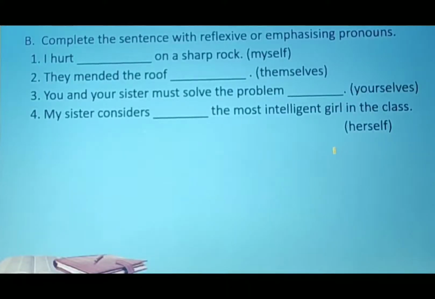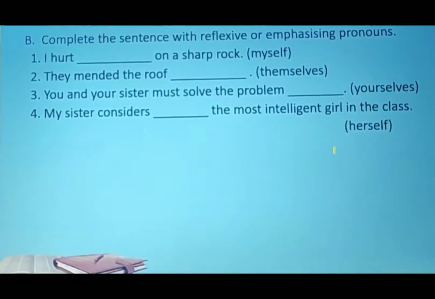Look at the next question. Complete the sentence with reflexive or emphasizing pronoun. The first question is, I hurt dash on a sharp rock. I hurt myself on a sharp rock. Here, myself is a reflexive pronoun because it is reflecting back on the subject, that is I. They mended the roof themselves. Here, themselves is an emphasizing pronoun because it is stressing upon the pronoun they.